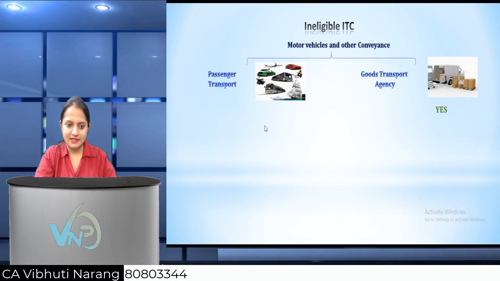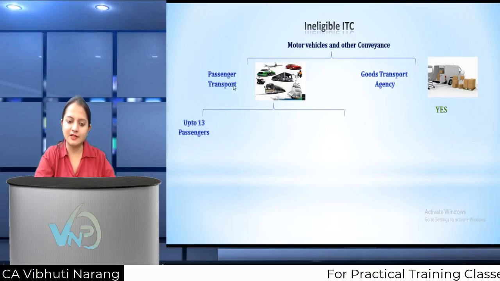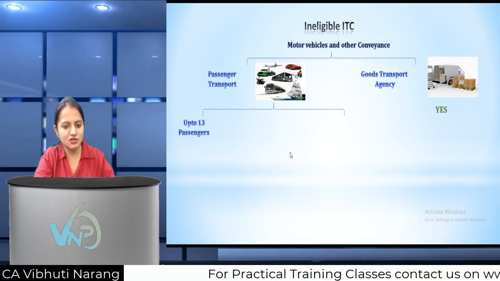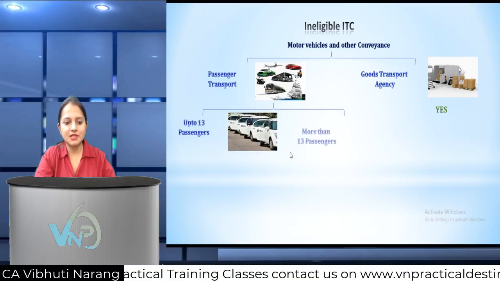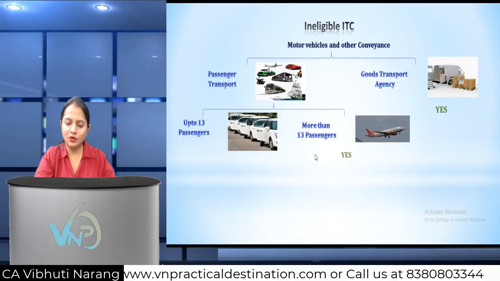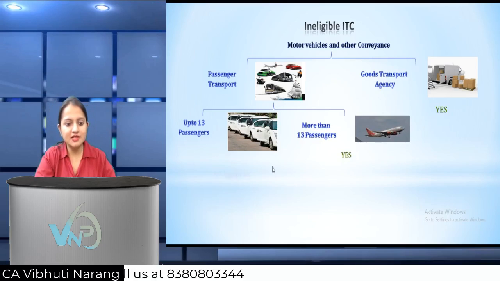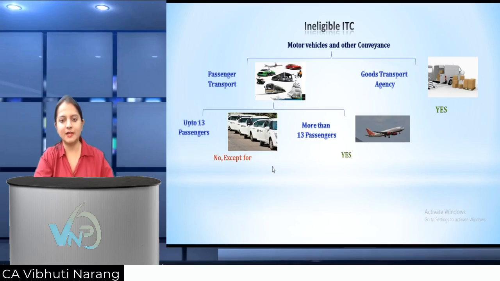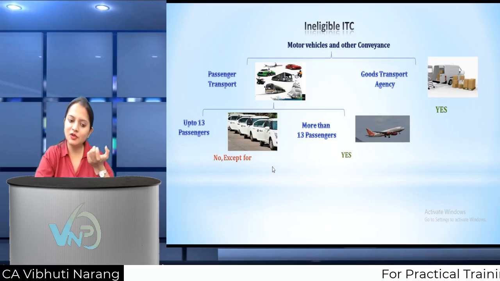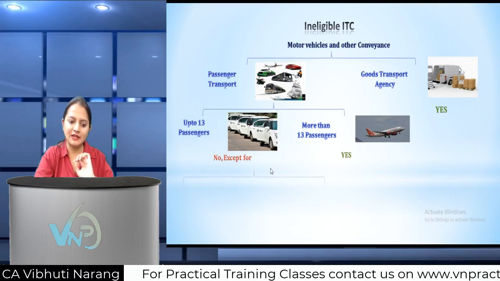Next, in the first case, the passenger transport, it is further divided under two categories, that is the passenger transport vehicles up to 13 passengers and the passenger transport for more than 13 passengers. If it is for more than 13 passengers, again your ITC is available. If it is up to 13 passengers, the ITC is not available except for the three services which are mentioned below.